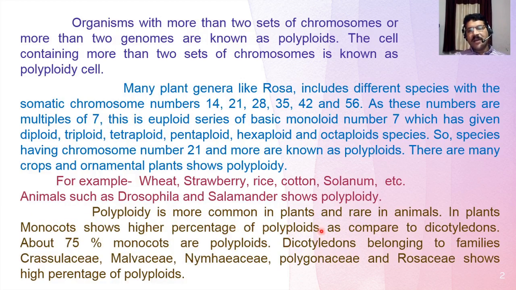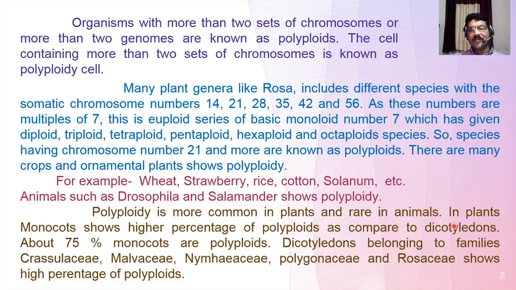Polyploidy is more common in plants and rare in animals. This concept of more than 2 sets of chromosomes is more common in plants, but such a larger number of sets of chromosomes is very rare in animals. As we have seen, only two animals are given here, Drosophila and salamander. So polyploidy is very common in plants, but it is very rarely seen in animals.